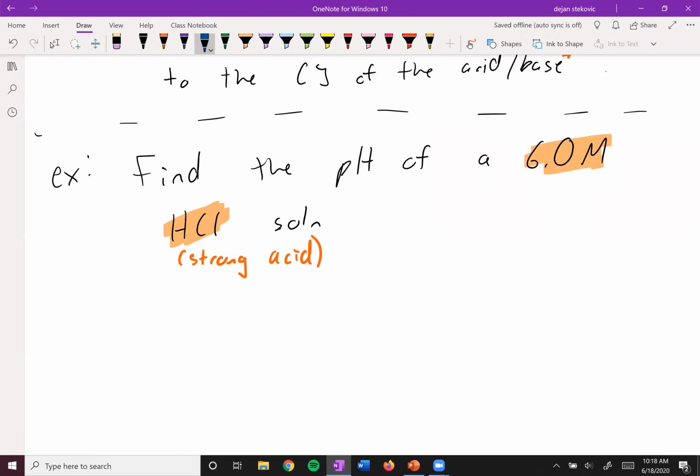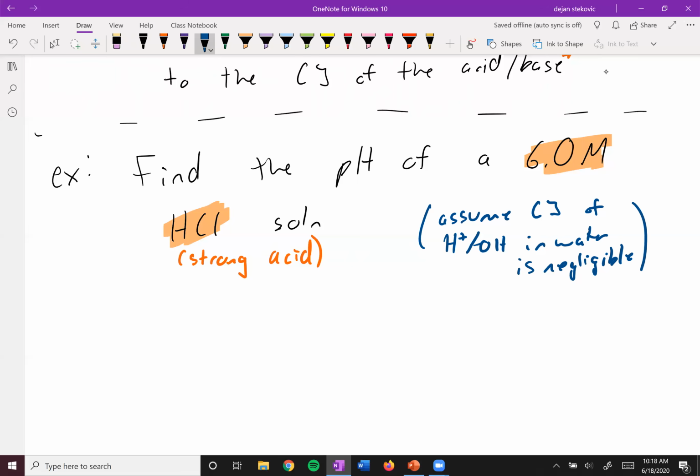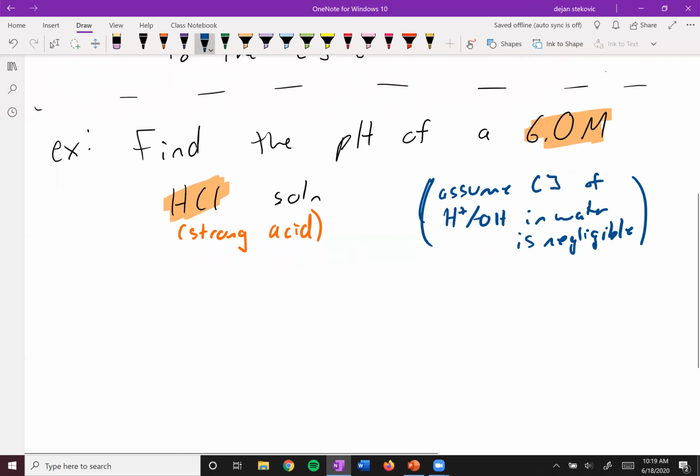And then the other thing that you have to realize about these types of problems is that we assume that the concentration of H plus and OH minus in the water before you add the acid or base is negligible. It's equal to 1 times 10 to the negative 7, but that's so small compared to the numbers that we're working with that it won't make a difference. So, here, assume the concentration of H plus/OH minus in water is negligible, right? It's just too small to really make a difference.